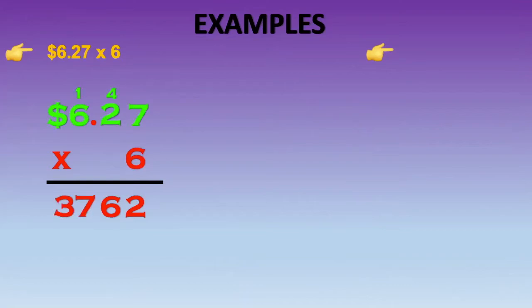Now count how many total digits are on the right side of the decimal point. In this number, there are 2 digits on the right side of the decimal point. So, in our answer, we must place the decimal point 2 digits to the left. Our final answer is $37.62. Let's look at another example.